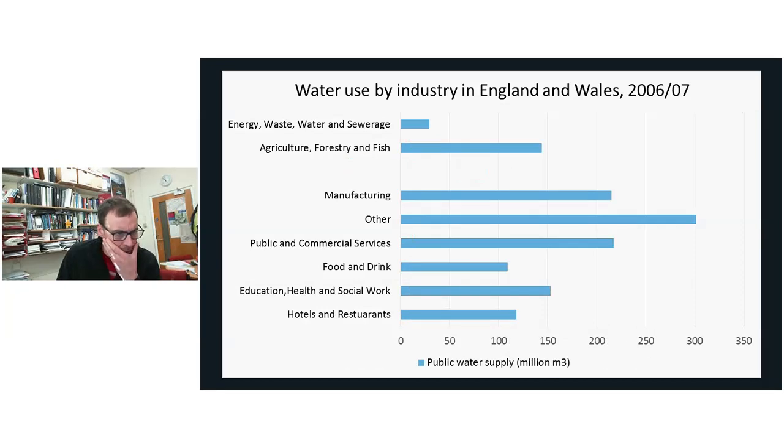So as you'd expect, you know, hotels, education, health and social work, there are big users. So that's basically schools and hospitals are big users of water. And you're not surprised to see, you know, food and drink there as well.